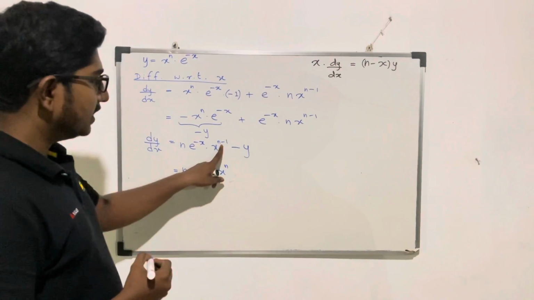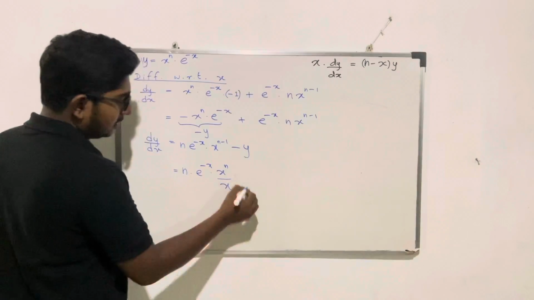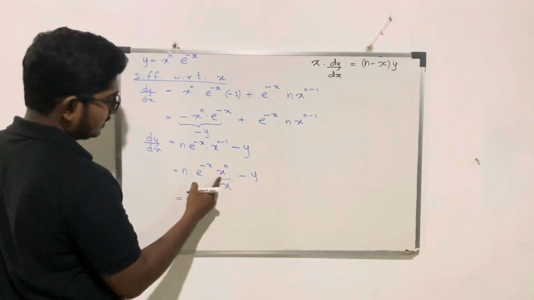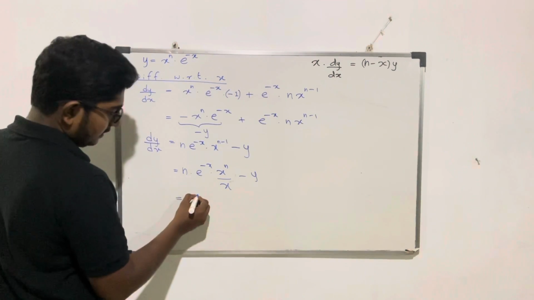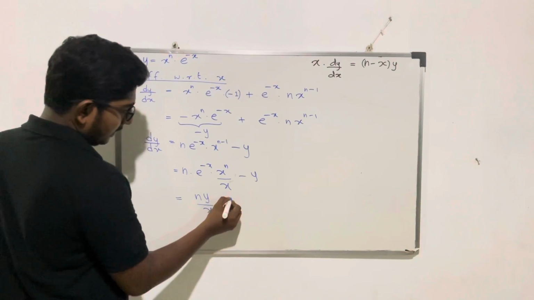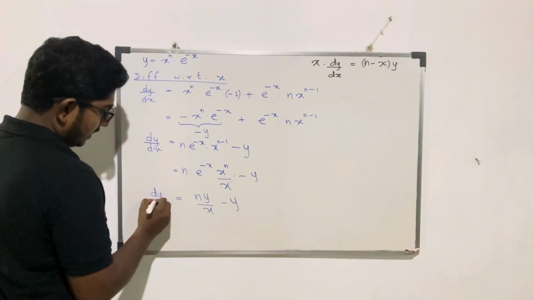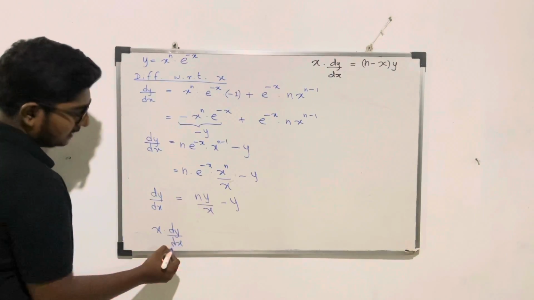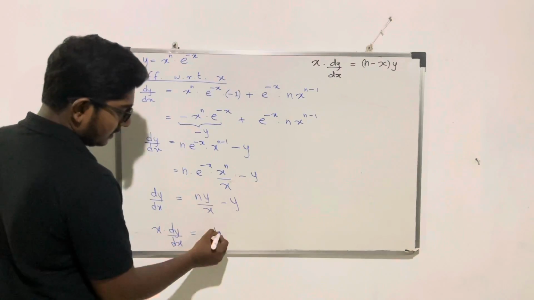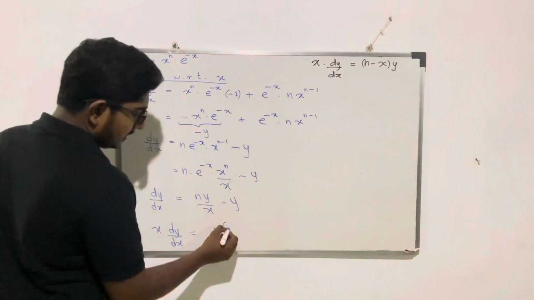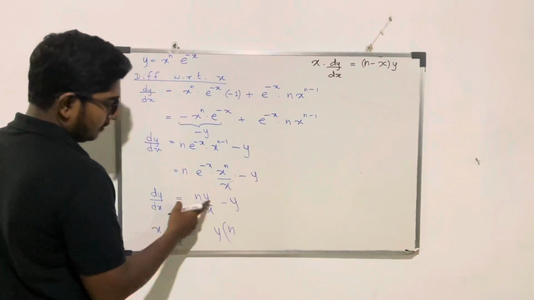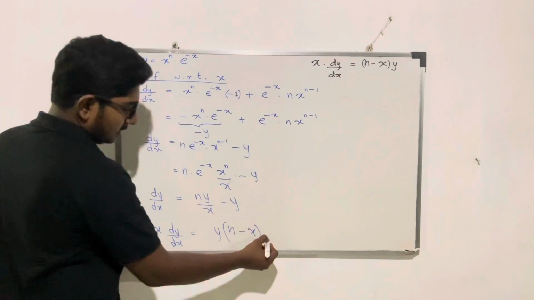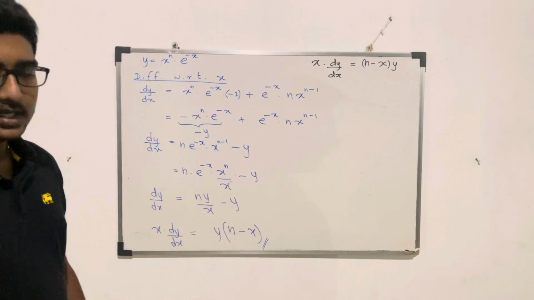We know x to the power n minus 1 can be written in this manner: x to the power n over x. Then for this part I can substitute y. Then it is ny over x. Now multiply each and every term by x. Then we have x into dy over dx equals, here we don't have x now, we have multiplied that, then we get n minus x, we have to multiply this by x. We have x and y factor is out. This is the final answer.